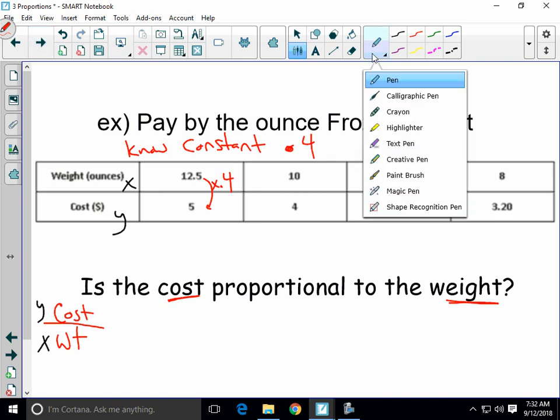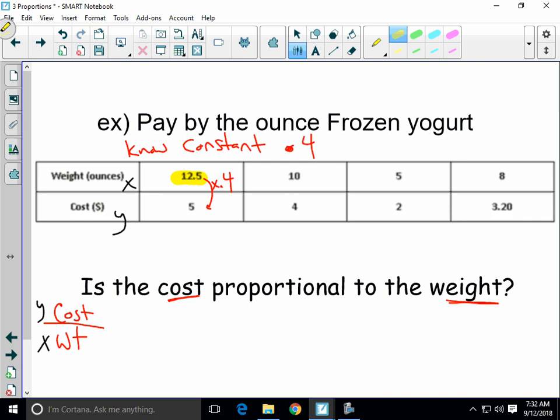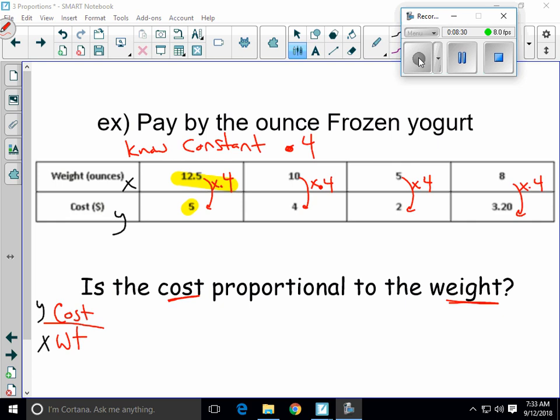Okay, so let's try this first one out. If we do 12.5 times 0.4, yep, that works. We get 5. Okay, so we'll go through the table. If we do 10 times 0.4, yep, that works. 5 times 0.4 gives us 2, and then 8 times 0.4 gives us 3.20. Okay, so yes, this is a proportion. If we multiply the x values by 0.4, we get the y values.